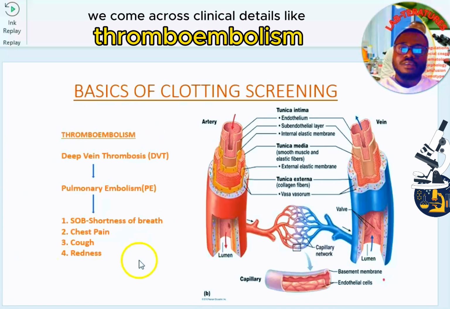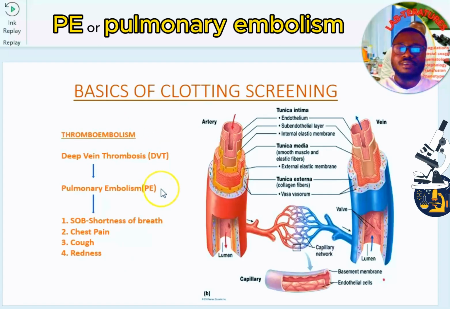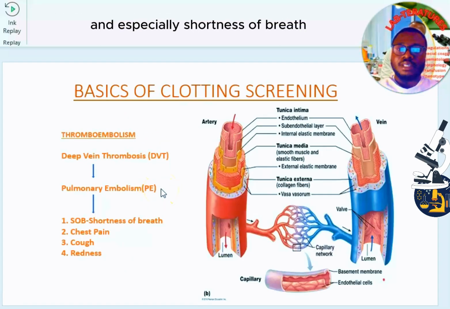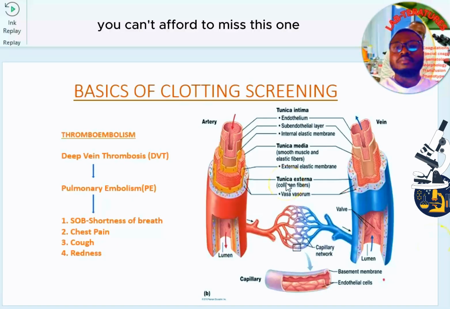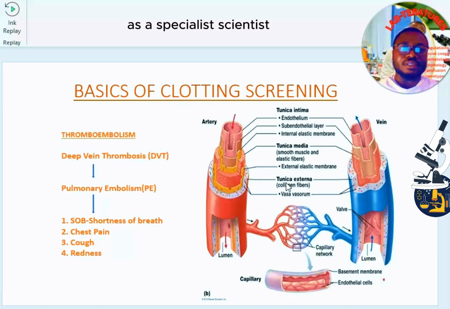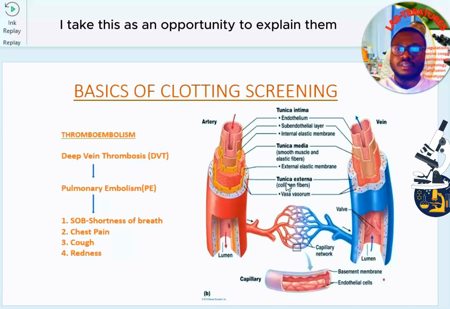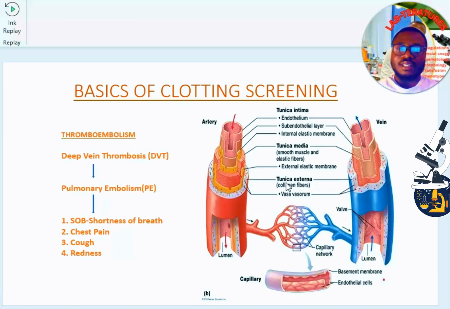most often we come across clinical details like thromboembolism, DVT most common, PE or pulmonary embolism, and especially shortness of breath comes up in the clinical details when you're authorizing the coagulation test. But how do you relate them to the results that you are seeing on your screen? You can't afford to miss this one as a specialist scientist, and therefore I take this as an opportunity to explain them. So just to begin and refresh our minds on clotting screening, let's pick up this.